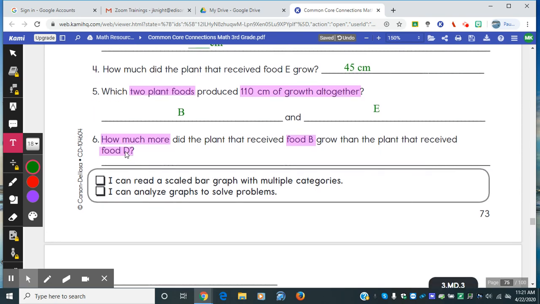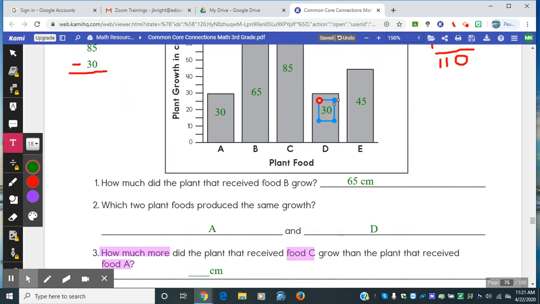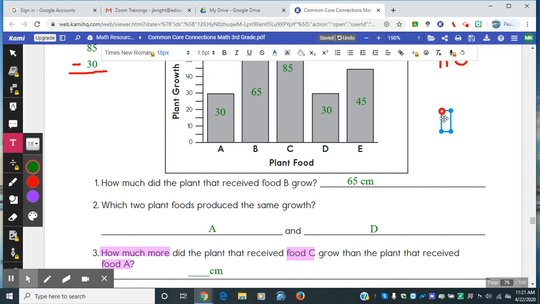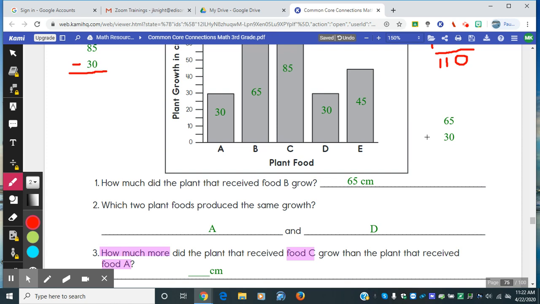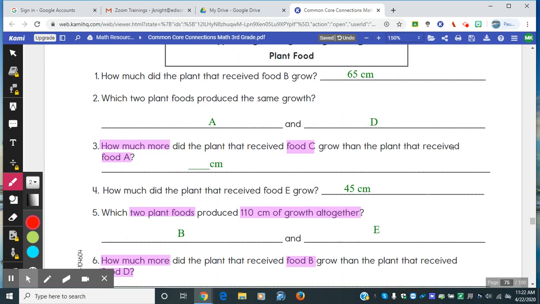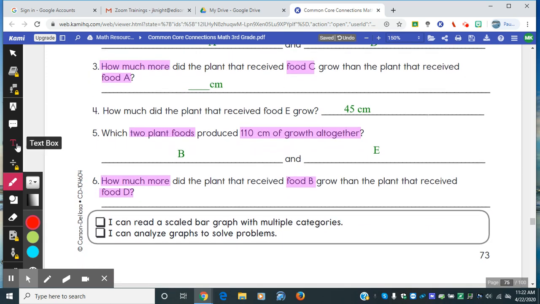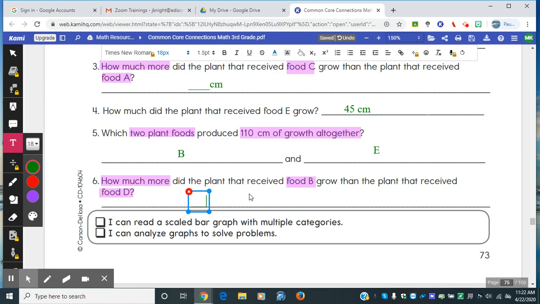We'll put this back in its place. And our other food, D, was 30. So I need to do B and D subtracted. And when I do that, I need to put the biggest number on top. So 65 on top minus plant food D, which is 30. And then we're going to do some subtraction. I'm going to let you do the math on your own here. You have 5 minus 0, and then 6 minus 3. There's no regrouping required. So I'm going to let you guys do that math on your own. Don't forget when you write your answer to write the answer in centimeters.